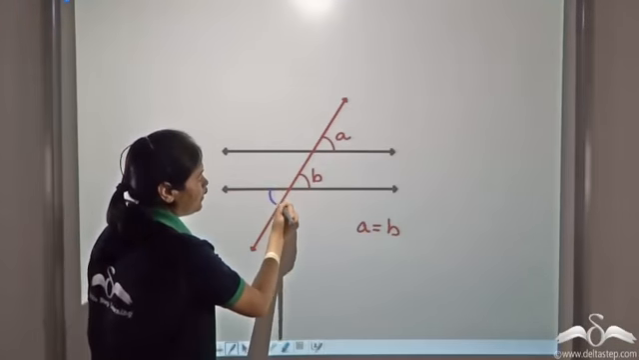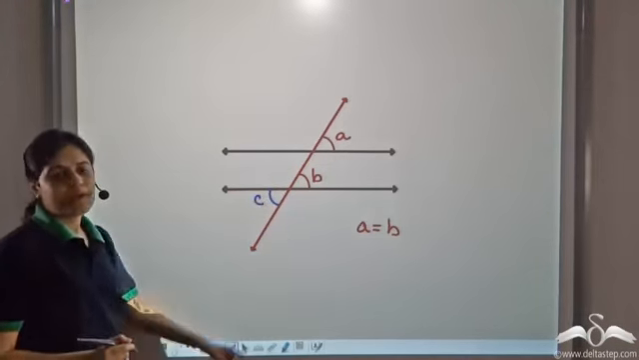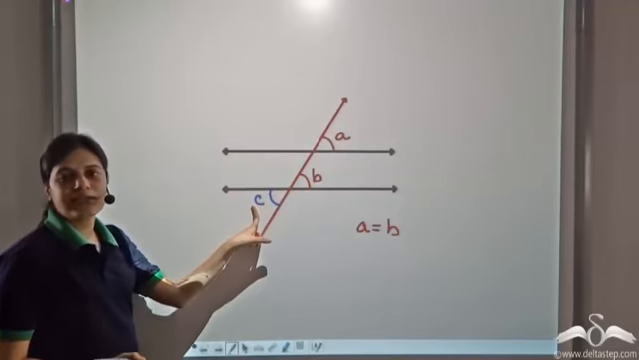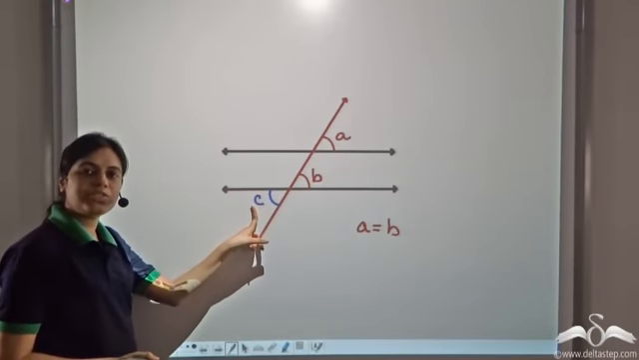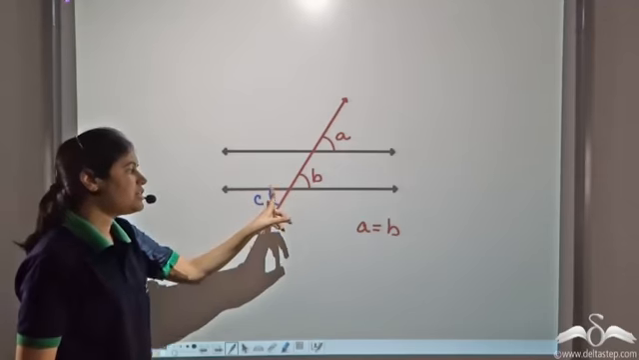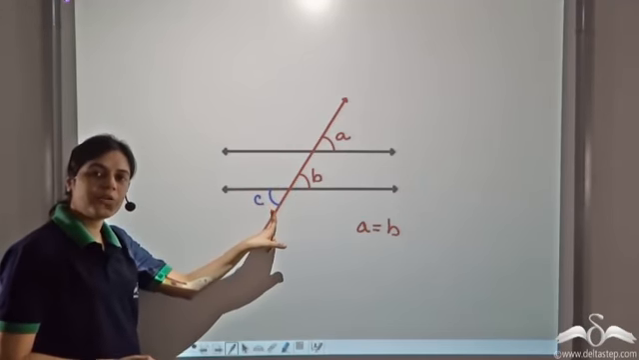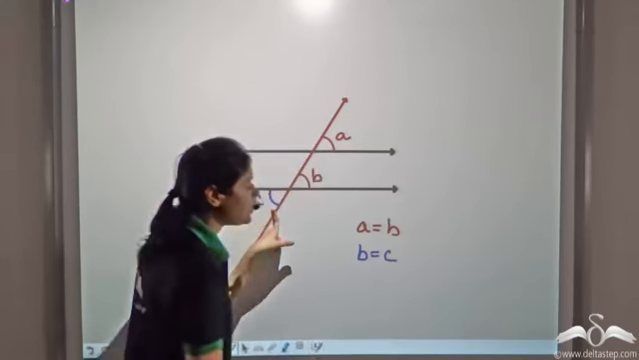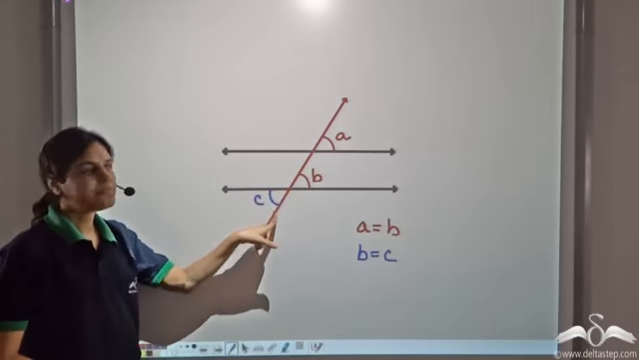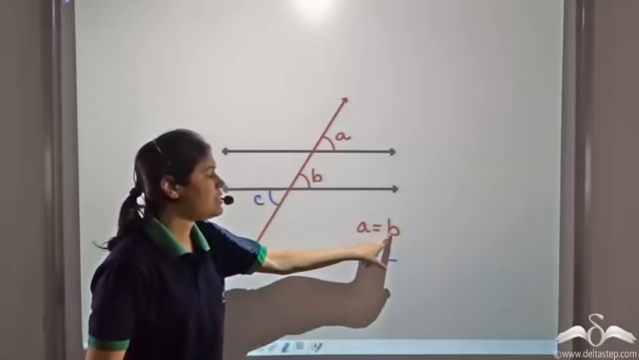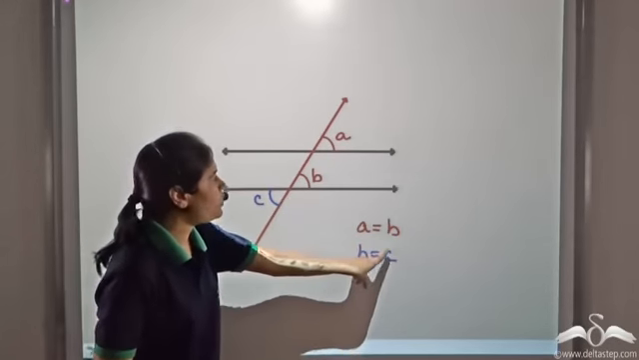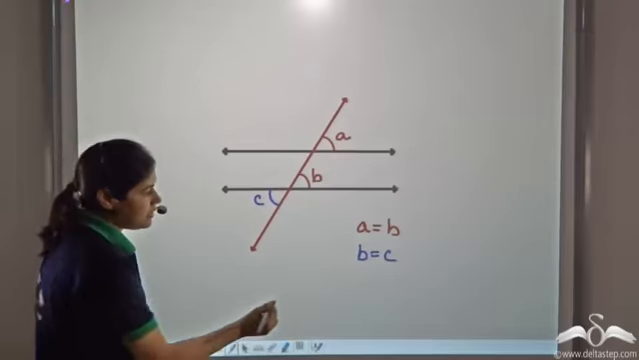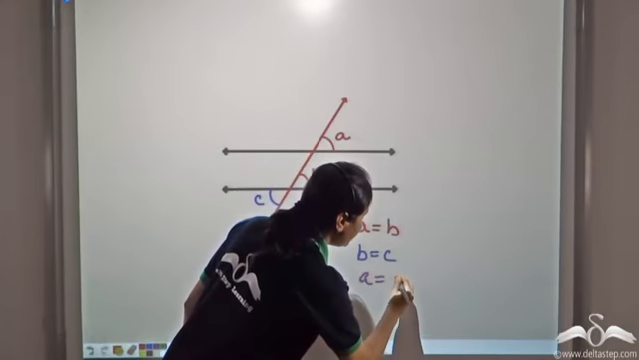Now look at this angle, angle C. Angle B and angle C are vertically opposite angles. We know that vertically opposite angles are equal. So we can say that angle B is equal to angle C. Now, since A is equal to B and B is equal to C, I can say that angle A is equal to angle C.